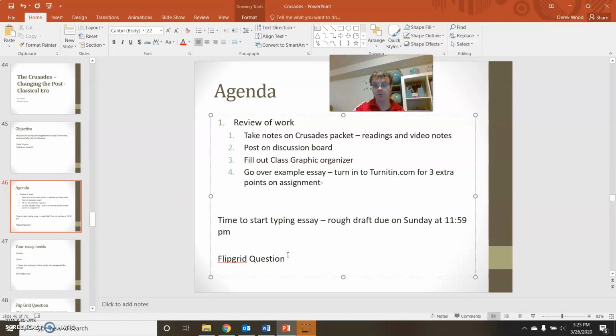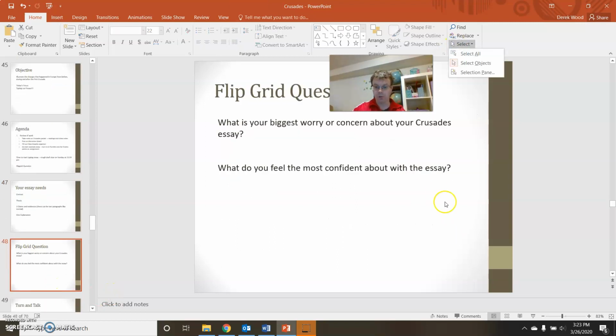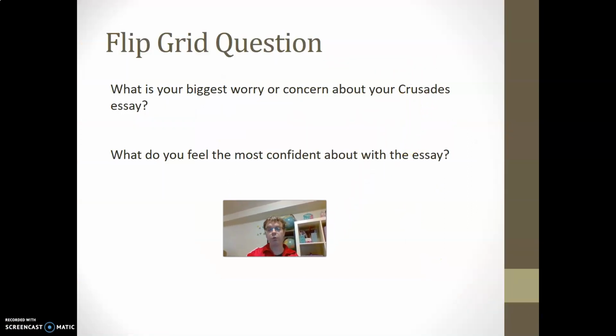And I'm going to give you some directions for how to share that with other people, how to grade each other's, and such. All right, there's one last thing that we have to do, and I want to use Flipgrid. So here is your assignment. On Flipgrid, you're going to have 2 questions. What is your biggest worry or concern about your Crusades essay? This is an essay. We're not typing together. You're kind of typing this at home. Could be a little unnerving. I want to know what your biggest worry about your Crusades essay is, and be honest.